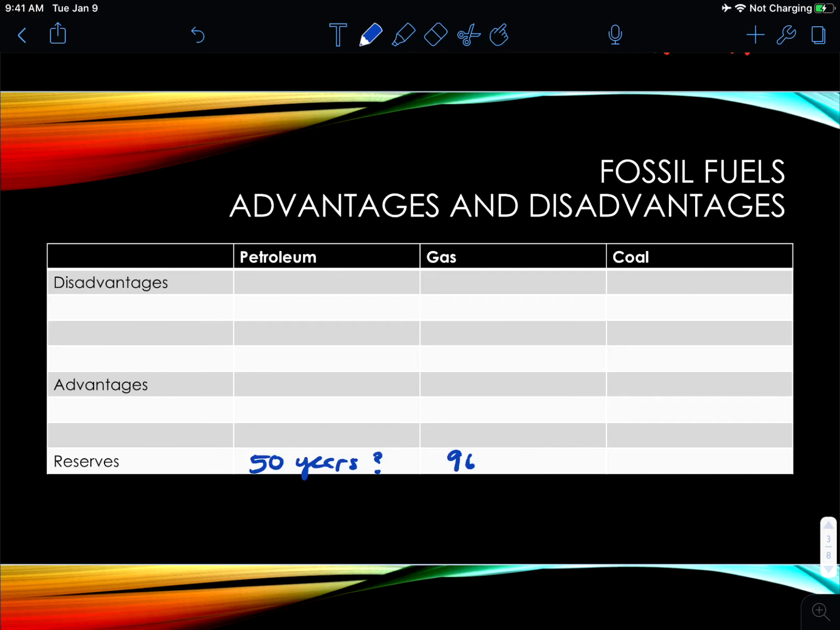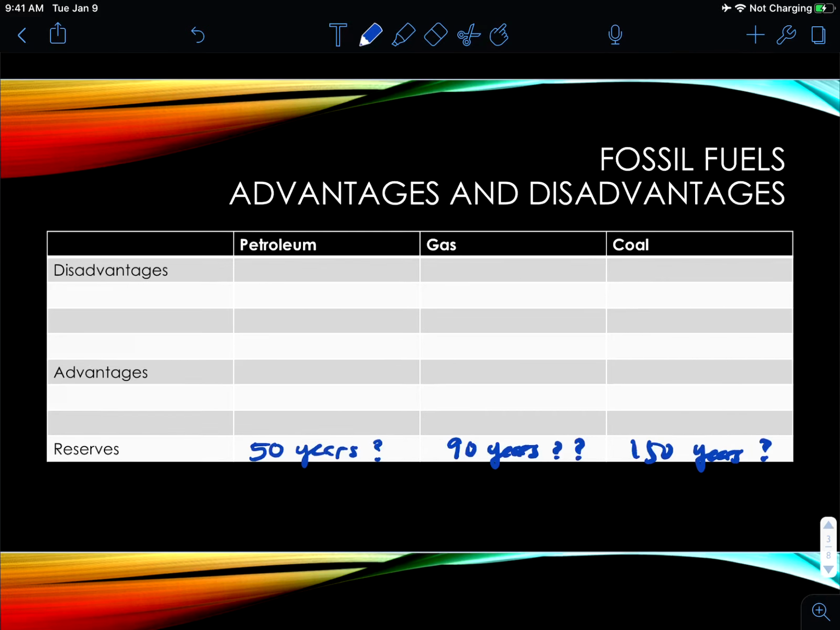Gas we have a little bit more of, 90 years. I'm going to put two question marks there because if you looked at my slides, I had a link to a fracking video. Hydraulic fracking now is allowing us to get more and more natural gas, and you can actually use that for petroleum also. So that's why some of these numbers might be a little bit longer. Coal, 150 years, with one question mark there. So we have more coal reserves. You could fill out the rest of that yourself.